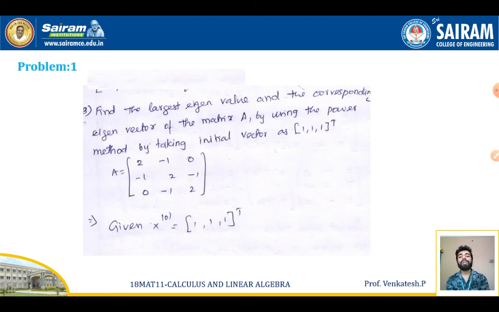Problem number 1: find the largest eigenvalue and the corresponding eigenvector of the matrix A by using the power method, by taking the initial vector as [1 1 1] transpose. The matrix A is [2 -1 0; -1 2 -1; 0 -1 2]. So they have given initially x0 as [1 1 1] transpose. I am going to perform the iterations to find the largest eigenvalue and the corresponding eigenvector.